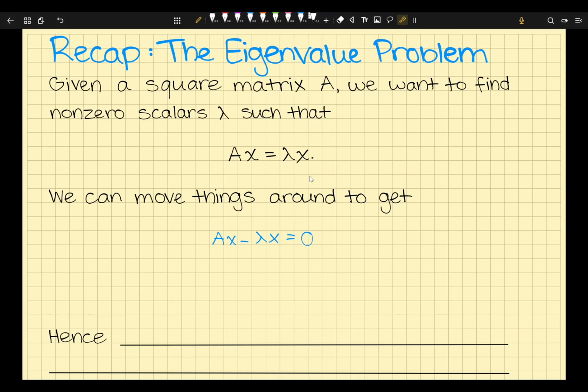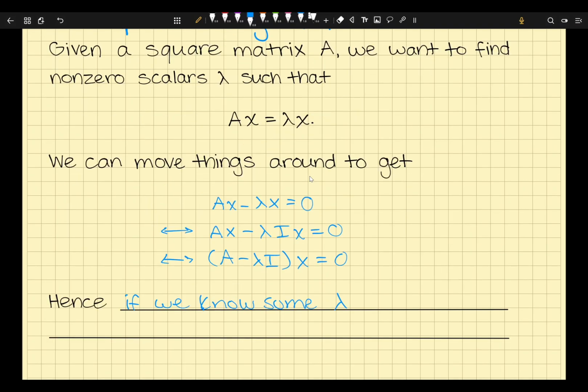All right, and then because A is a matrix, and lambda I is a matrix, we can factor out this x to get (A minus lambda I) times x is 0. And so now this looks familiar because it looks like a null space problem. So what this is saying is that if we know some lambda that satisfies this, then we can solve for all of the x's.